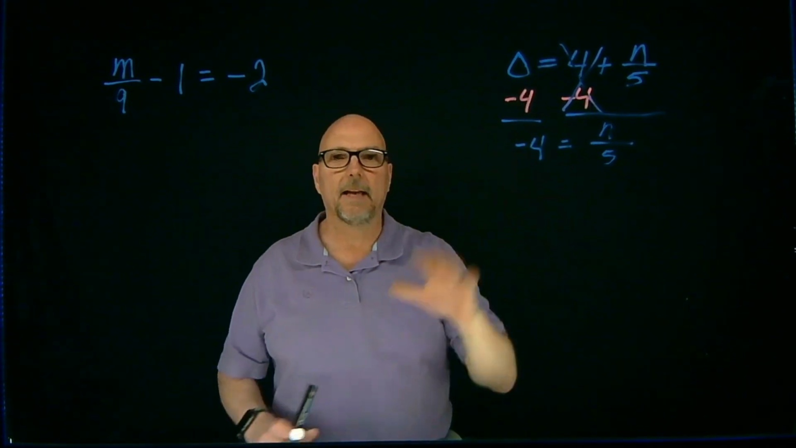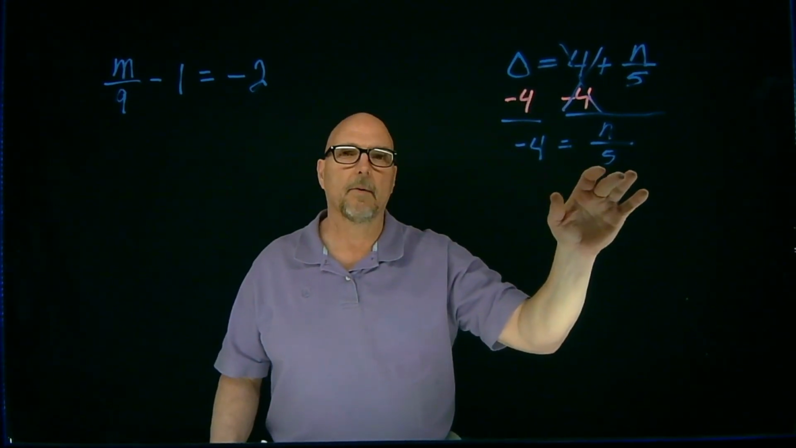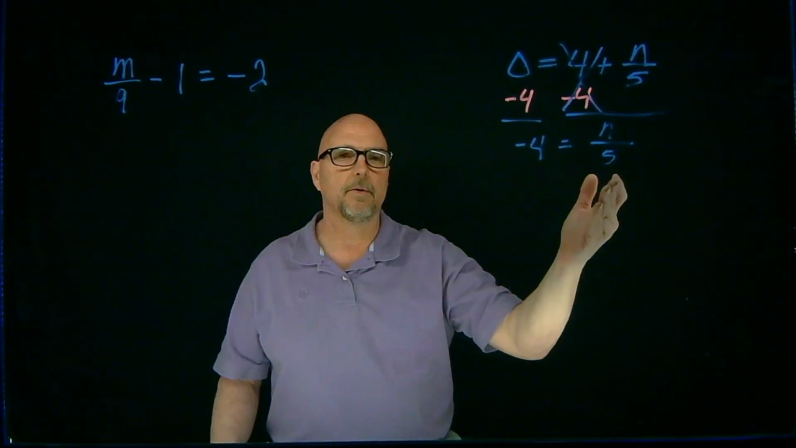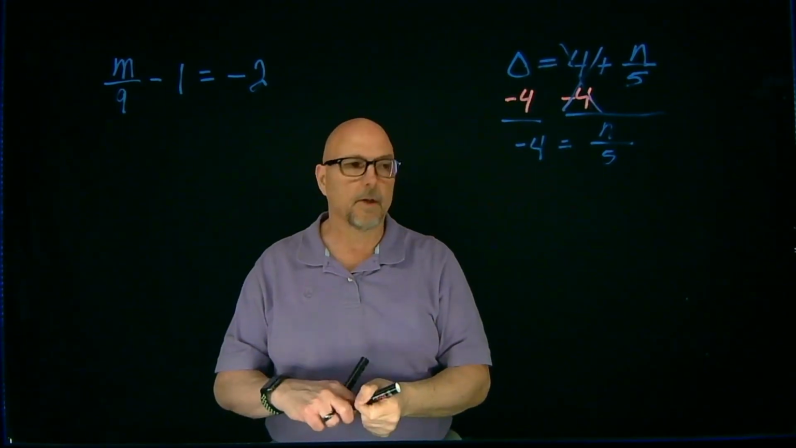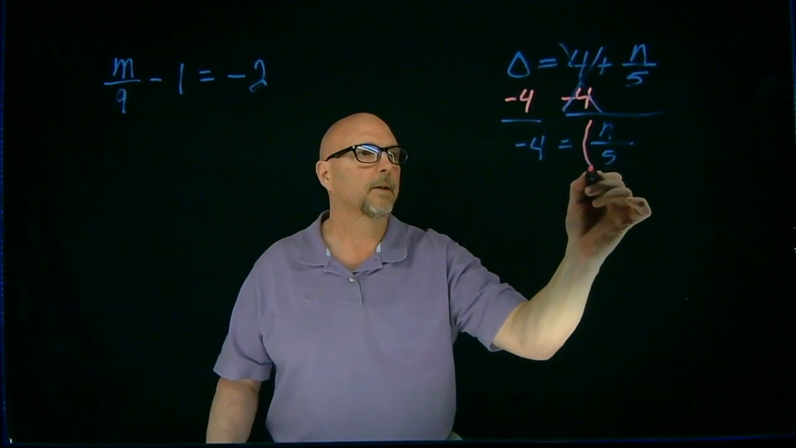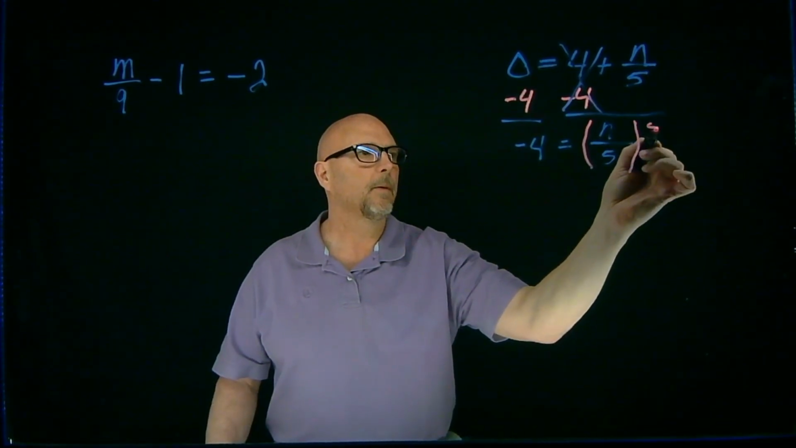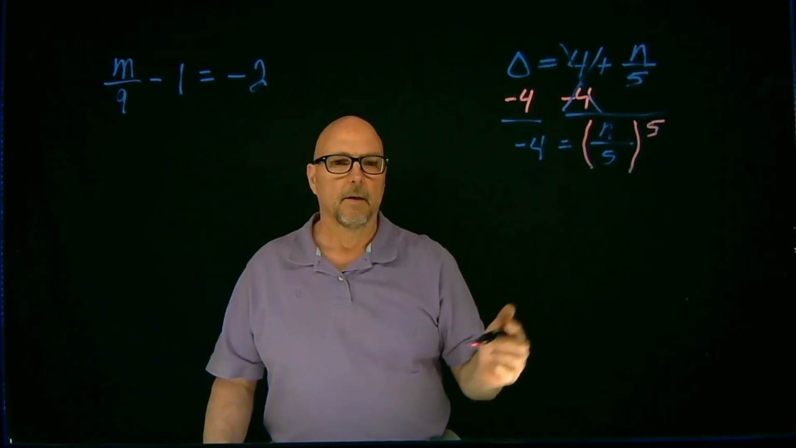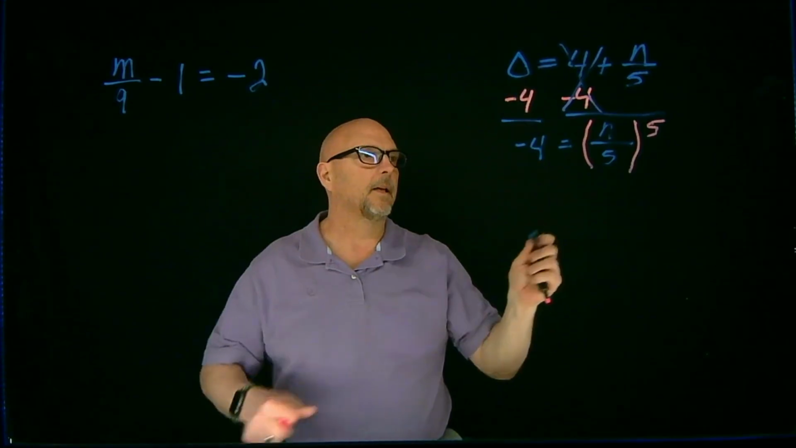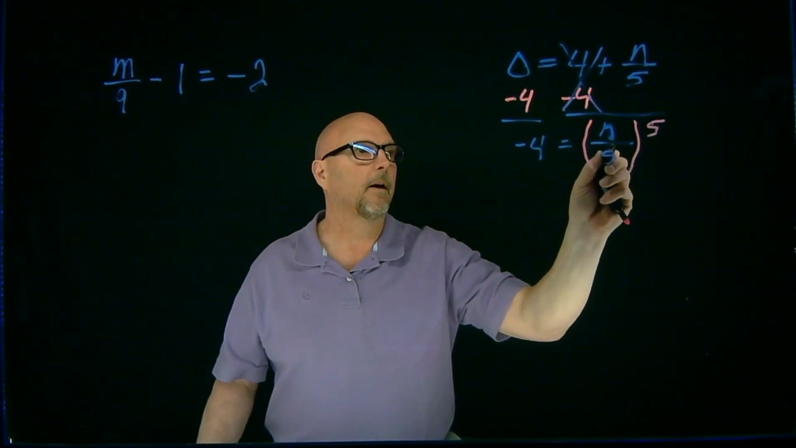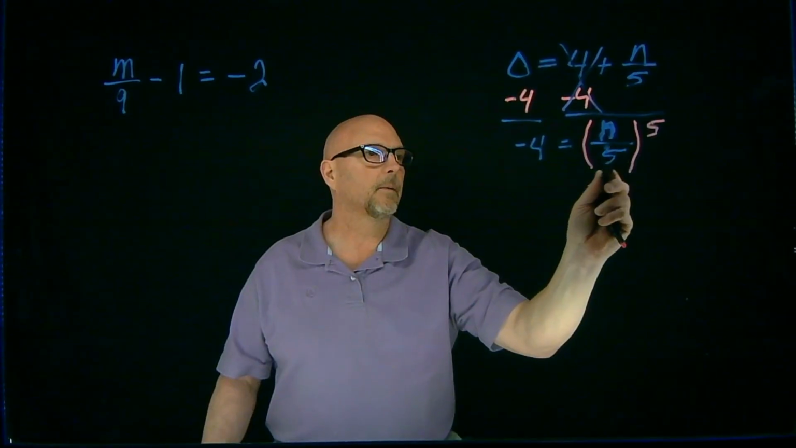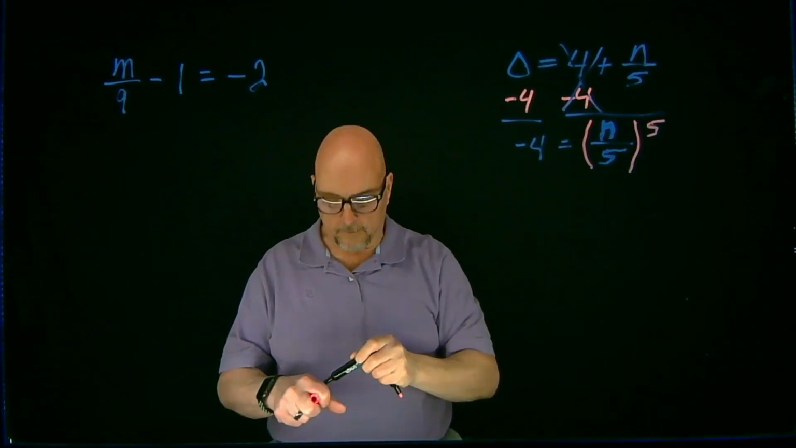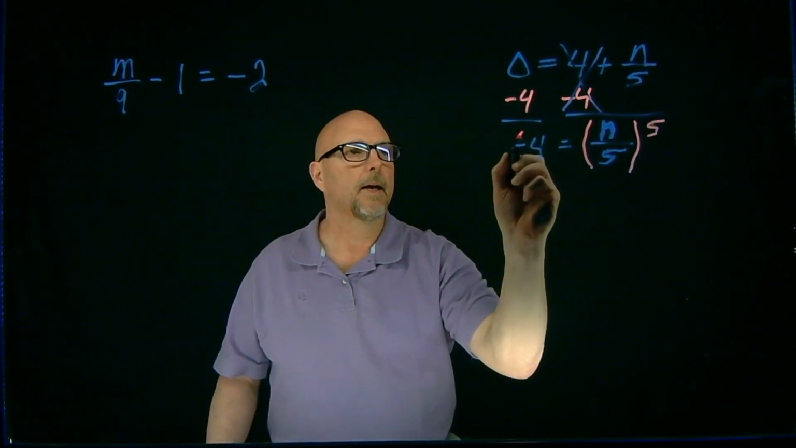So now n is being divided by 5. What do we do to undo division by 5? Well, the inverse operation of division is multiplication. So I'm going to multiply that by 5, but if I'm going to multiply the right-hand side by 5, I also have to multiply the left-hand side by 5. So let's go ahead and do that.